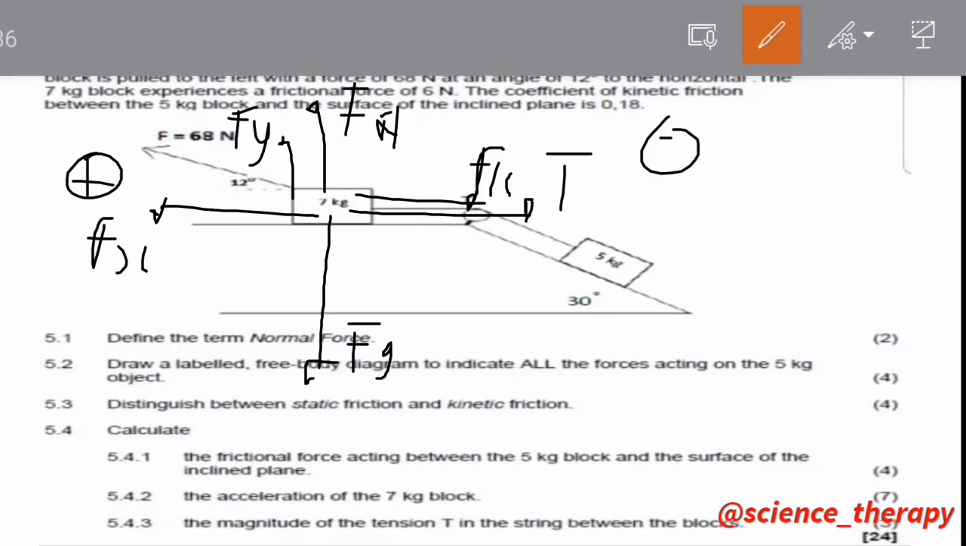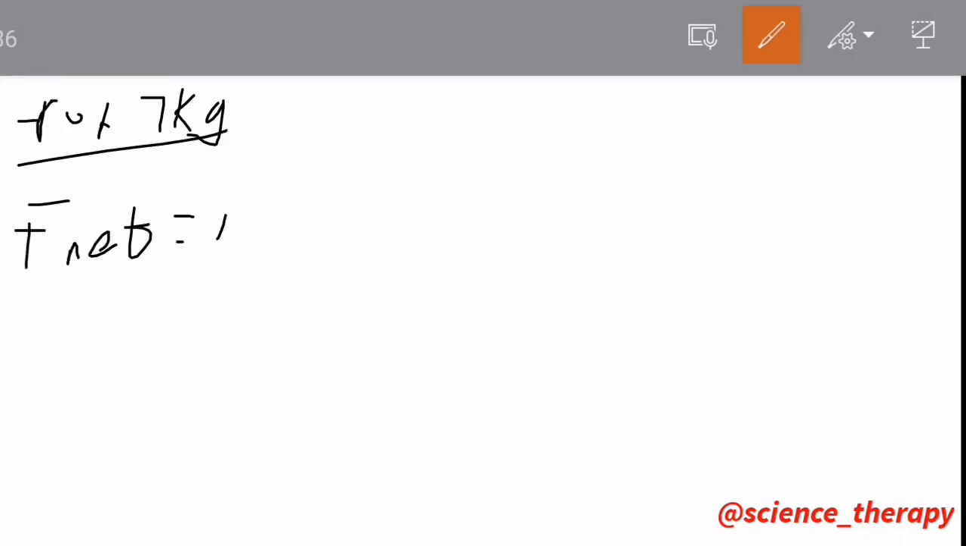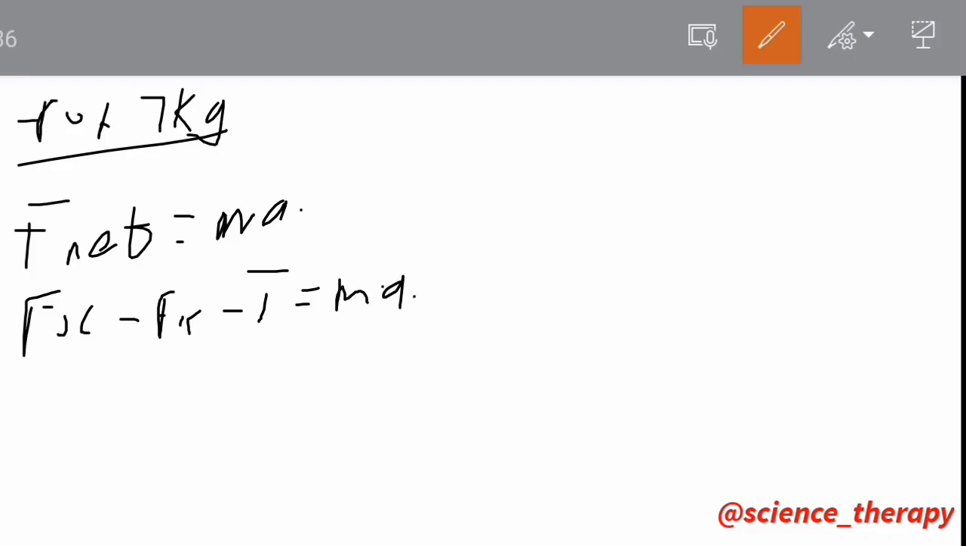So let's start with the 7 kg block. For 7 kg, we have F net is equal to mass times acceleration. Then we have Fx minus Fk minus the tension, equals ma. Then remember our Fx is F cos theta. So what do we have for the force there? We are given 68. Then cos 12 degrees.